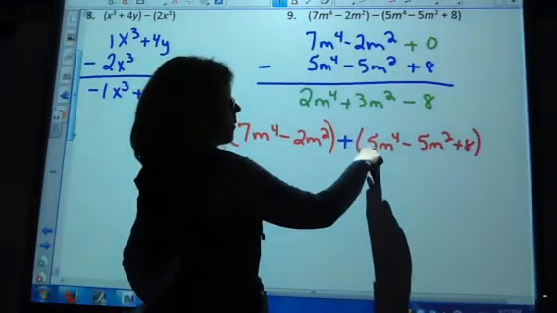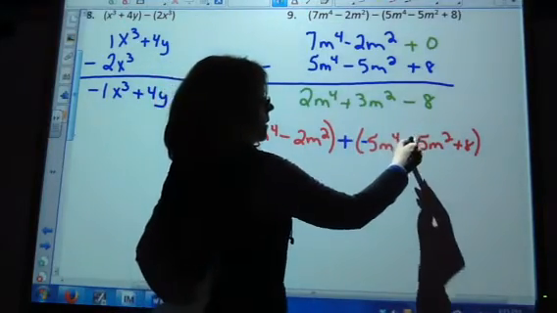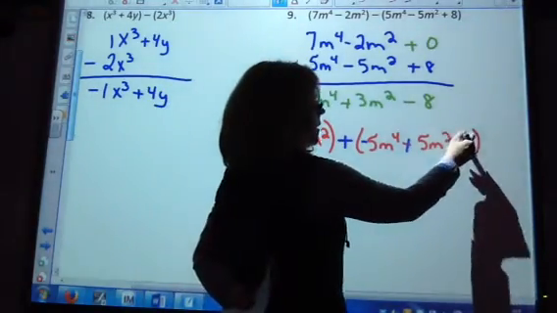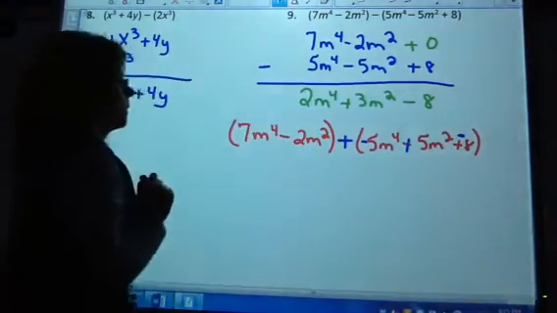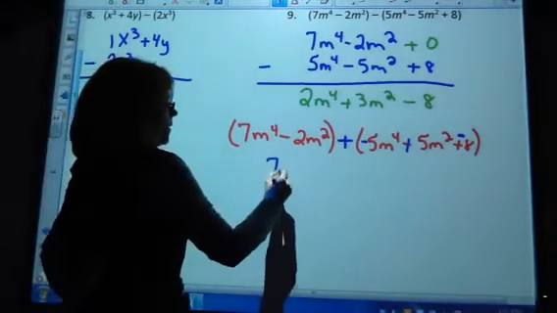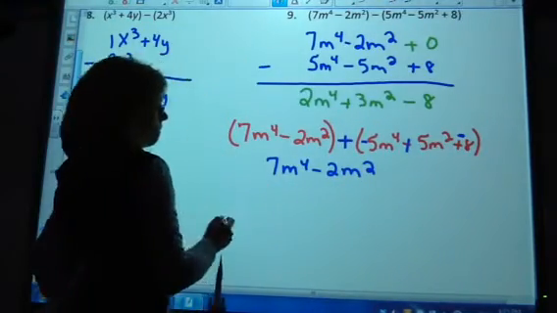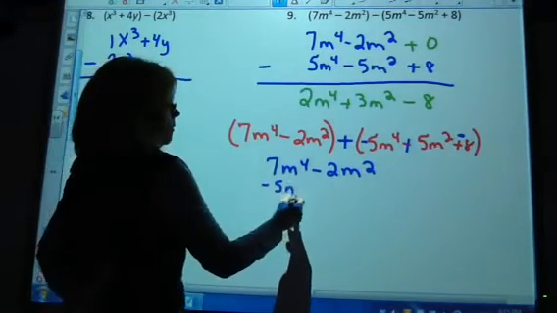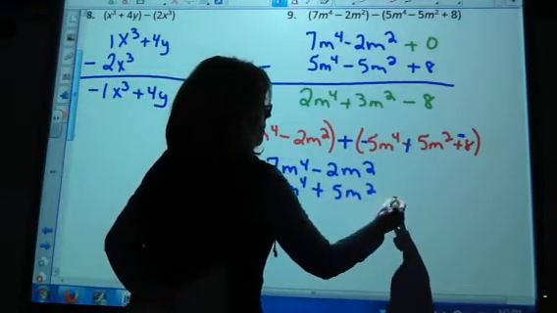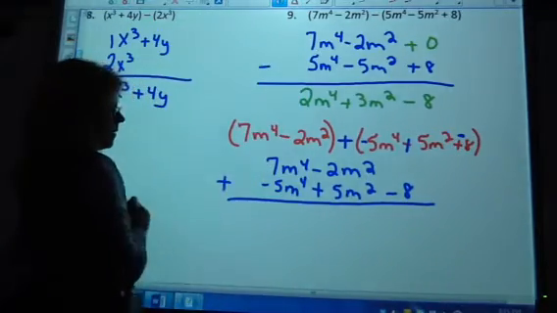So the opposite of a positive 5 is a negative 5. Opposite of a negative 5 is a positive 5. Opposite of a positive 8 is a negative 8. Okay? So, then I have 7m to the 4th minus 2m squared minus 5m to the 4th plus 5m squared minus, that's a negative 8. And then we're adding here.